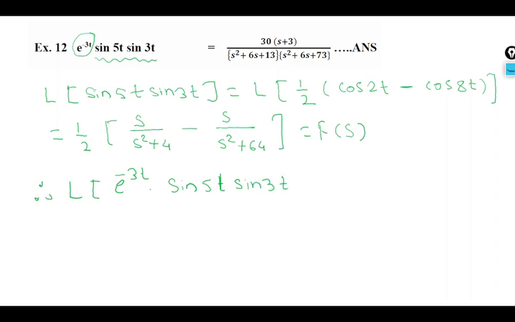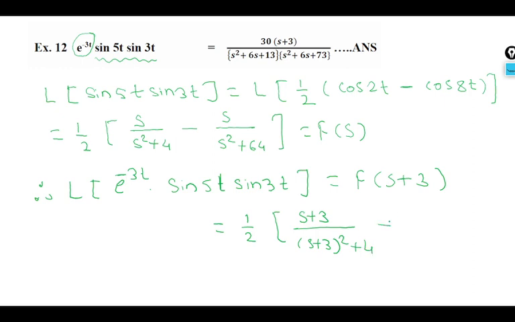So by first shifting, it is F of s plus 3, not minus, plus, because e raised to minus is there. If minus is there, here is plus, the reverse sign. So this 1/2 as it is, now just replace every s by s plus 3 and we have the final answer. So it is (s plus 3) divided by (s plus 3) bracket square plus 4, minus (s plus 3) divided by (s plus 3) bracket square plus 64, and that is the final answer.